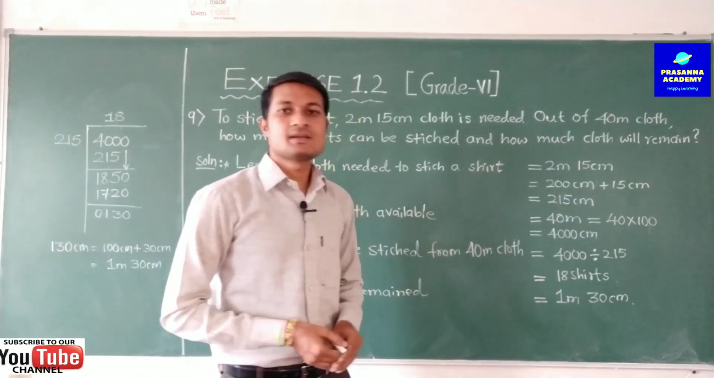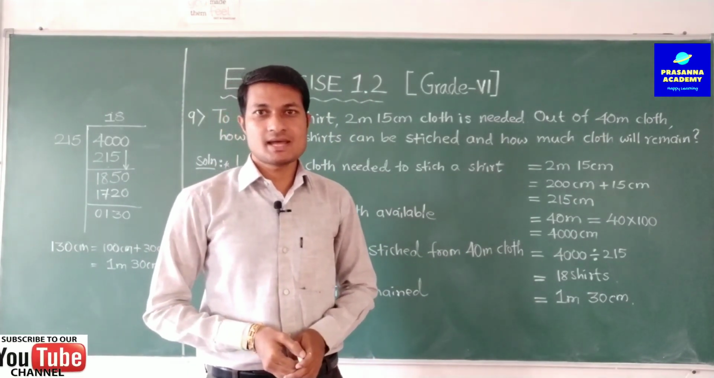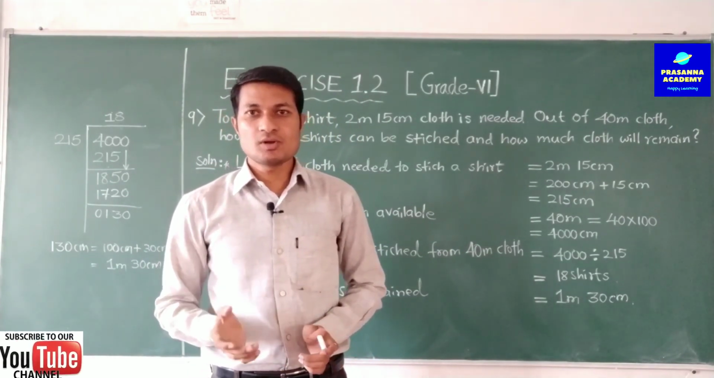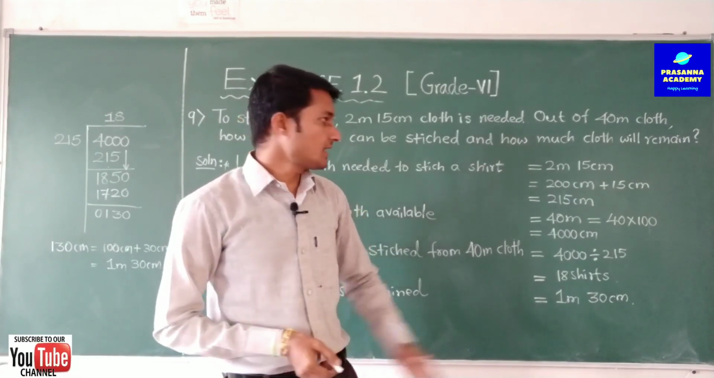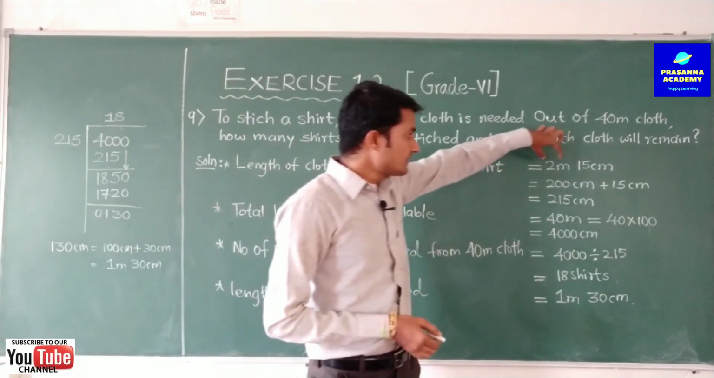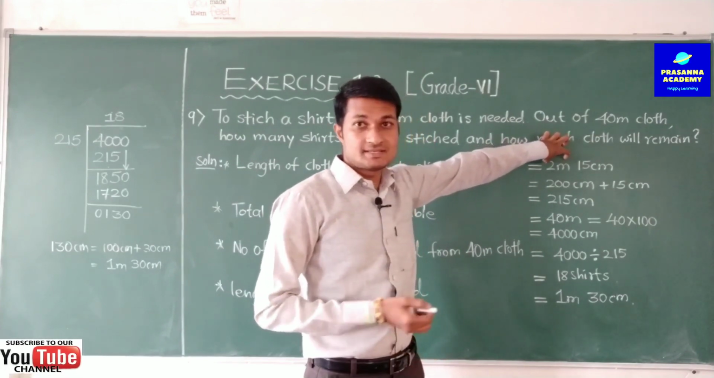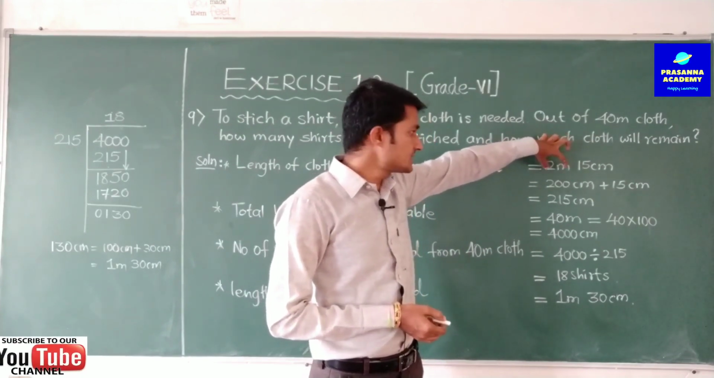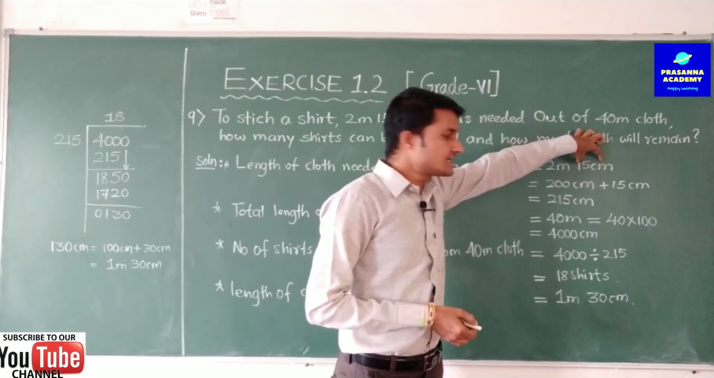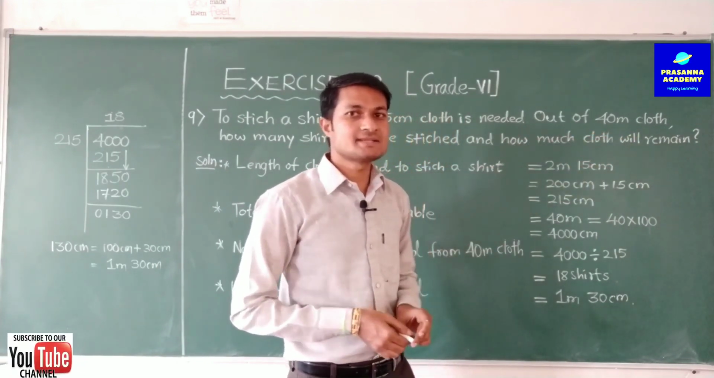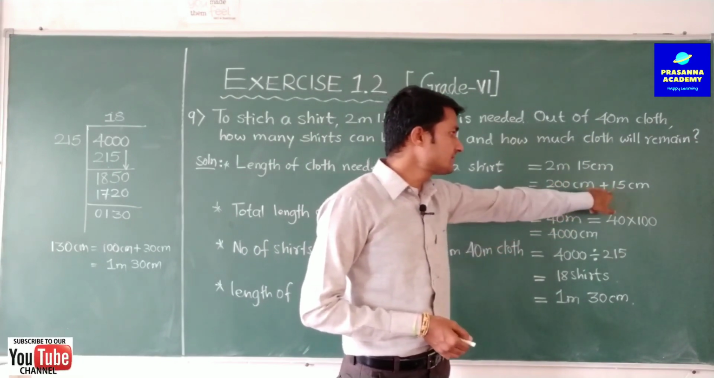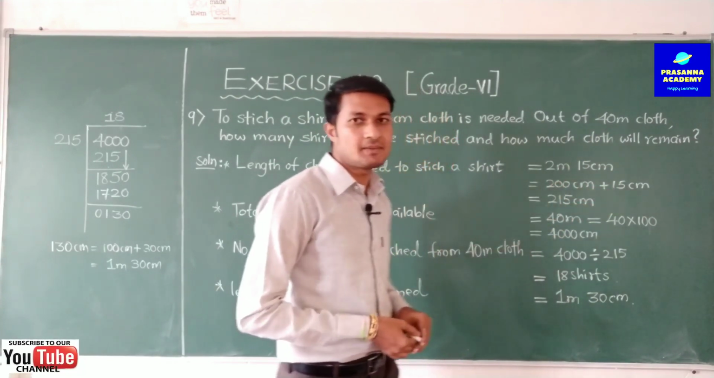Before solving this, as it is clearly given in the question, convert the total data into centimeter. That's why we are going to convert this. As we know that 1 meter is 100 centimeter, 2 meter is 200 centimeter, and 15 centimeter is already in centimeter, so we don't convert this. We keep it as it is. So 200 centimeter plus 15 centimeter will be 215 centimeter.